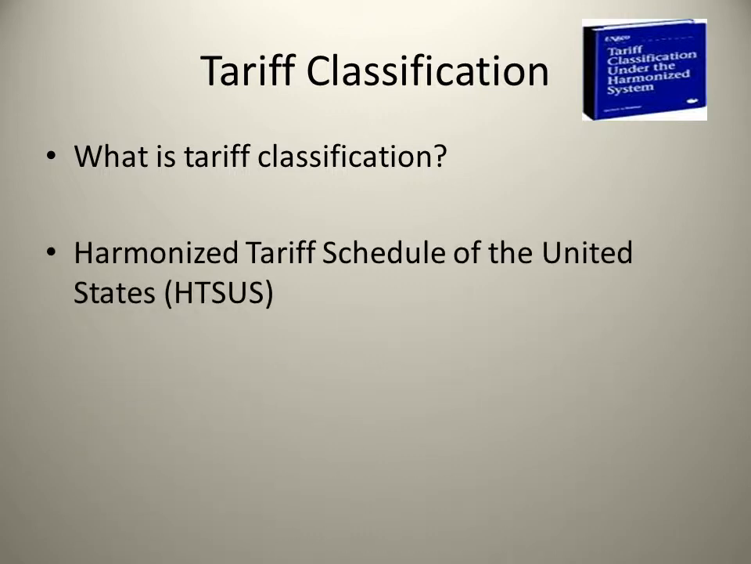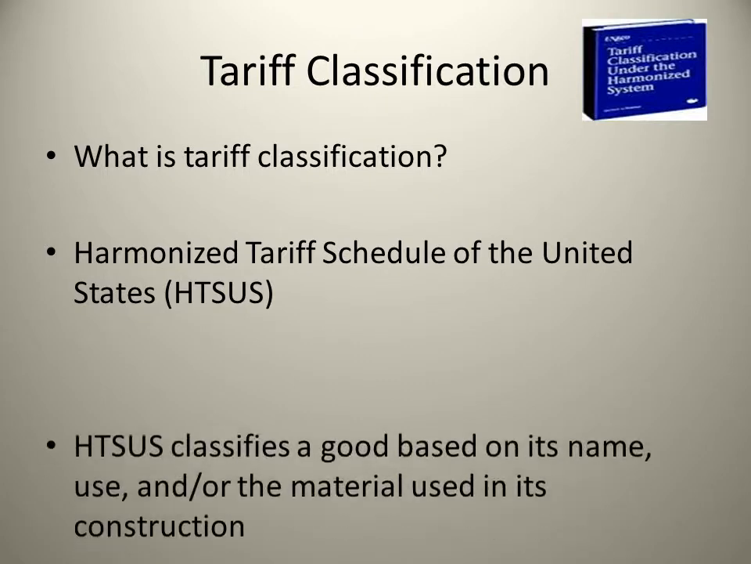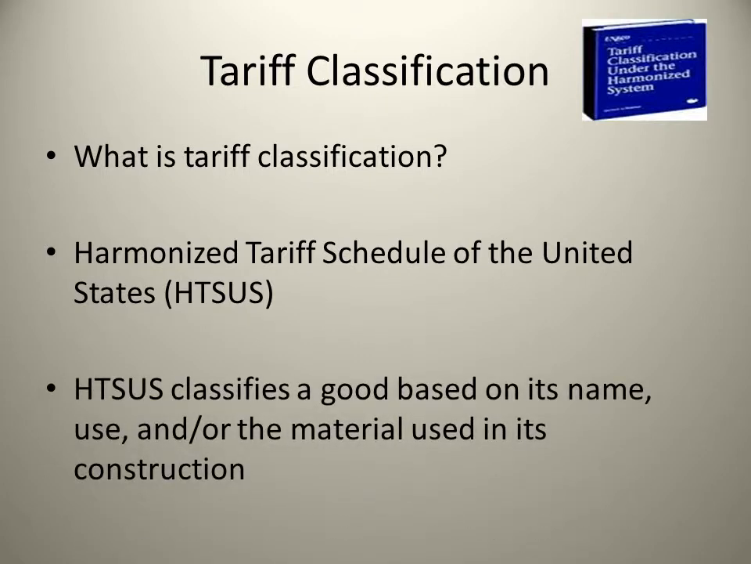Products coming into the U.S. are classified under the Harmonized Tariff Schedule of the United States. Any product that is imported into the U.S. requires this code. All products entering customs territory in the United States are assigned a 10-digit classification code. There are over 17,000 unique classification code numbers. The Harmonized Tariff Schedule classifies a product based on its name, use, and/or the material used in its construction.